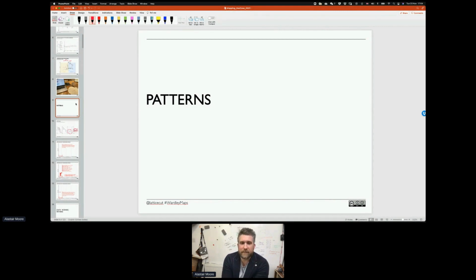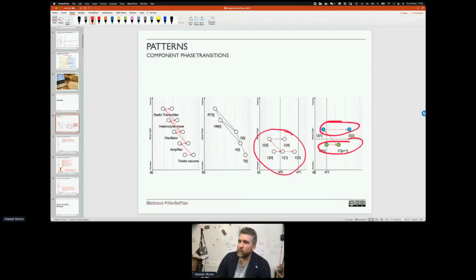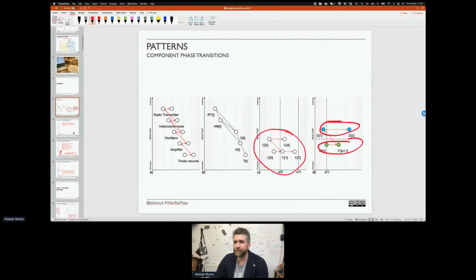So I'm interested in patterns. The thing I like about the Wardley map is that in principle, you can start to spot stuff that's interesting, or spot stuff that's going wrong, or spot stuff that's going right. And the patterns look like the change in evolution of a component across some sort of phase transition, or the dependency or componentization of something. And I was going to talk about that in the context of machine learning.